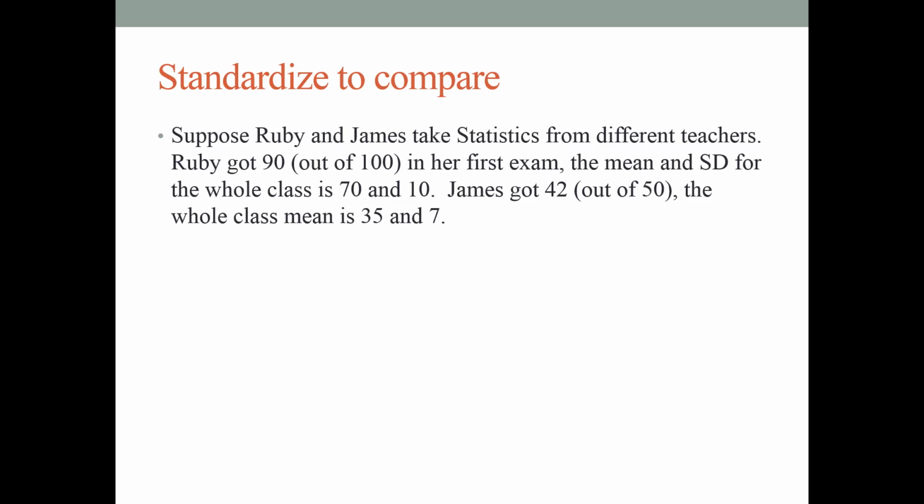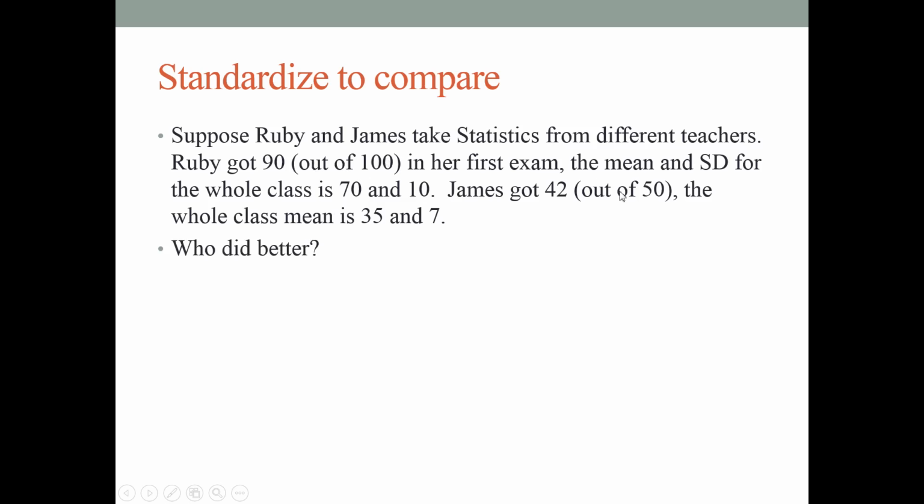Suppose Ruby and James take statistics from different teachers. Ruby got 90 out of 100 in her first exam, and the mean and standard deviation for the whole class are 70 and 10. Now, James got 42 out of 50. The whole class mean and standard deviation are 35 and 7. The question is, who did better?